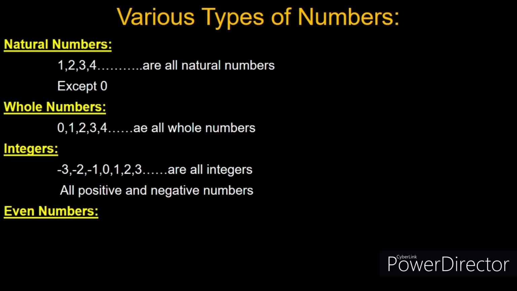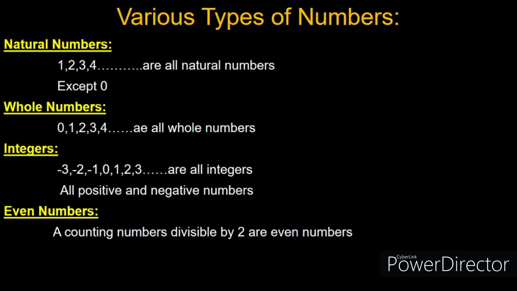Even numbers. What are even numbers? We all know that an even number is divisible by 2. When any number is divided by 2, that is an even number, right? A counting number divisible by 2 is an even number. Then odd numbers. What is an odd number? A counting number not divisible by 2 is an odd number. When a number is not divisible by 2, that is an odd number.